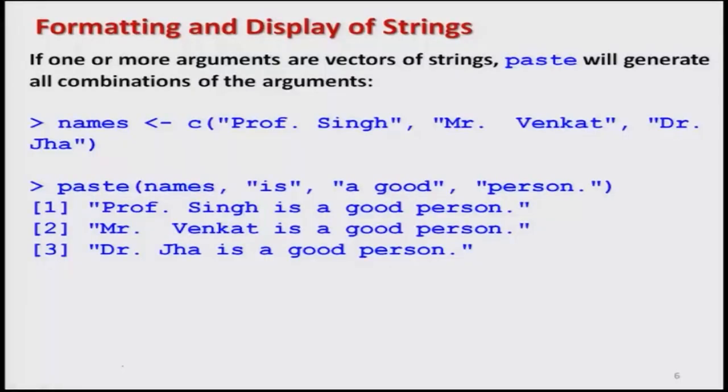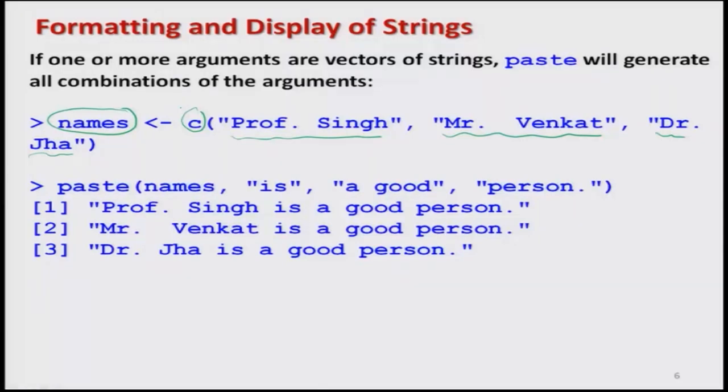So, let me take this example. Now if you see what we want, we have some number of values which are assigned to a vector. The vector contains all the values and I want to paste a string with each and every element in that vector. So, let us take an example and try to understand how it can be done. We have taken three strings, the three names Professor Singh, Mr. Venkat and Dr. Jha, and I have stored these three names as strings in this vector called names using the c command.